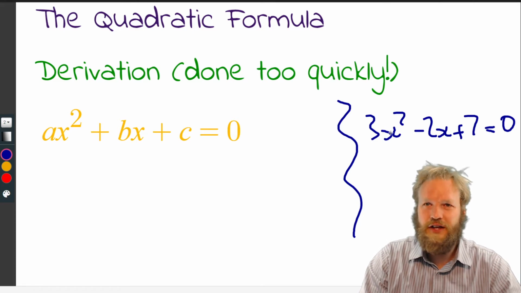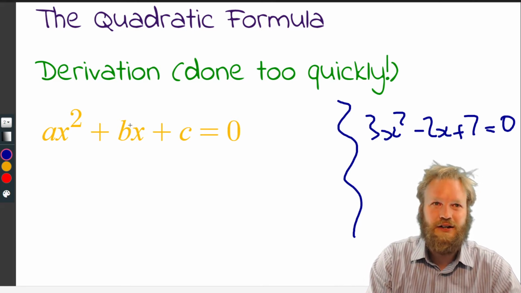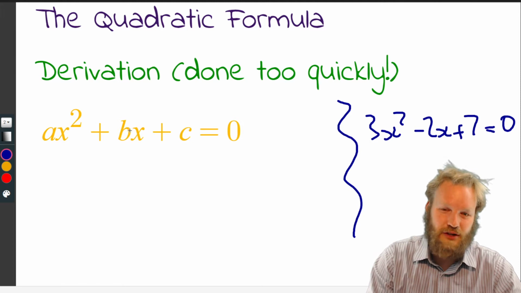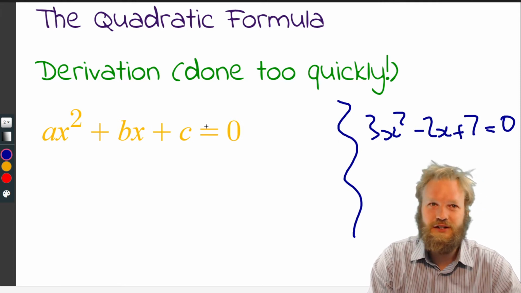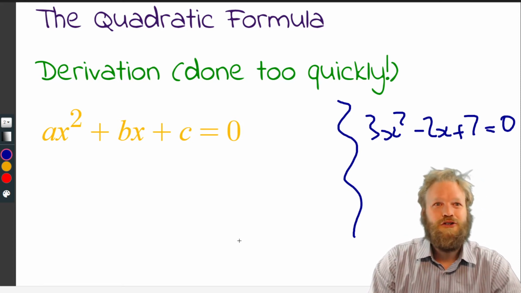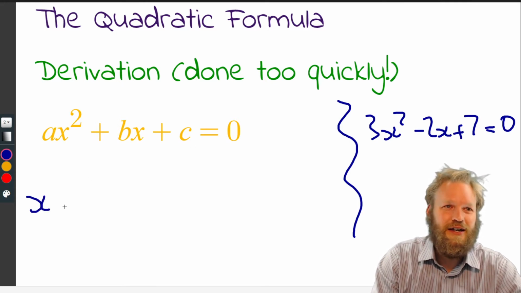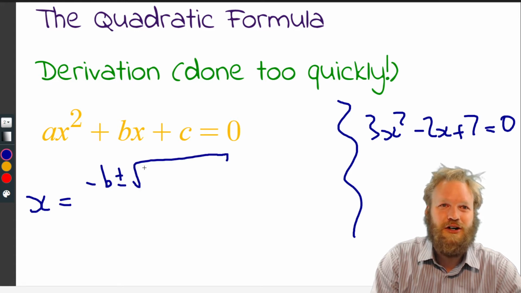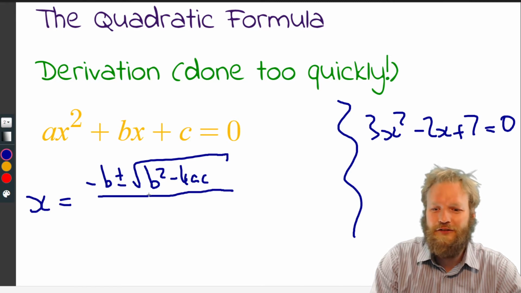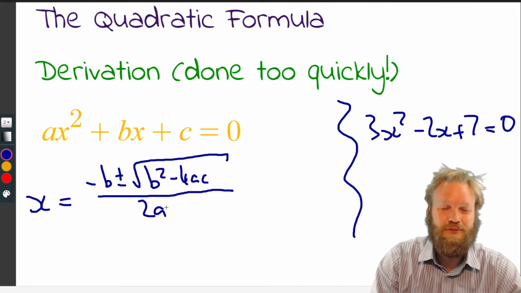Whatever's in front of the x squared, we normally write with an a. Whatever's in front of the x, we're going to call b, and whatever the constant is, c. Cool. So we're going to do a whole lot of magic, and then we're going to get x equals minus b plus or minus the square root of b squared minus 4ac, everything over 2a.